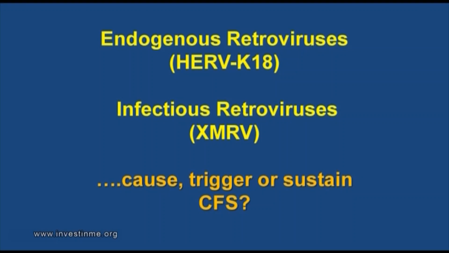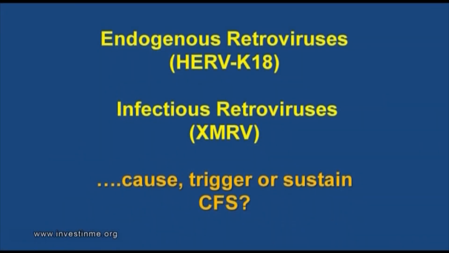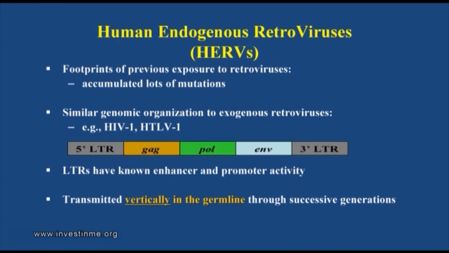So basically what I wanted to point out to you is that I'm speaking about two completely different retroviruses that have the same function, but one of them is in our genome, is inherited as a Mendelian gene, and the second one is an infectious virus, as you know from Judy's work, which comes from the outside world. So what I want to see is if any of these retroviruses either cause, trigger, or sustain chronic fatigue syndrome. So let me give you a little bit of background on human endogenous retroviruses, or HERVs. That's the abbreviation which is known.